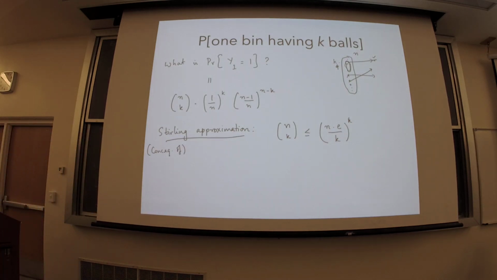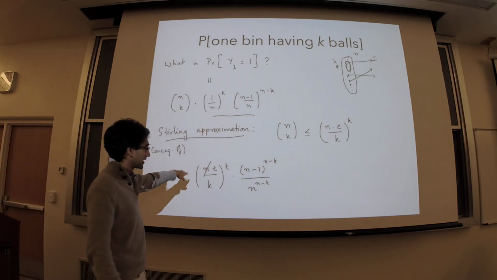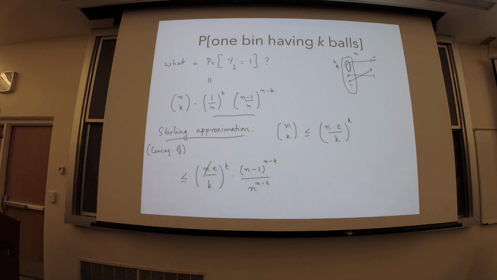Once you plug that in, this expression becomes nicer. So now you have this bound, which is less than or equal to something like (n e by k) to the power k times (k by n) to the power of k minus 1. Let's cancel out the n. It would have been n here, so I'm cancelling out one of the n's. So this is the bound you have.